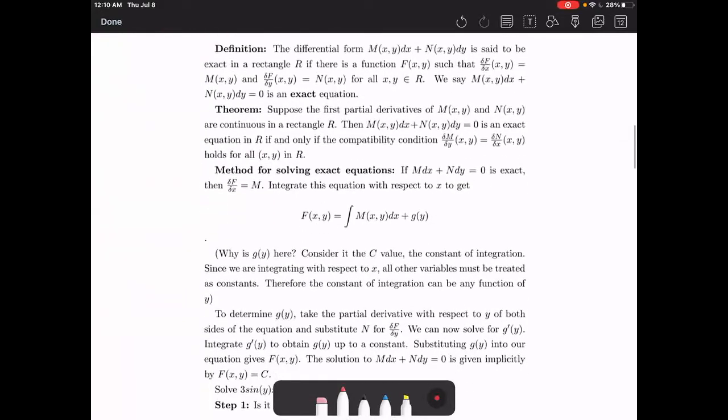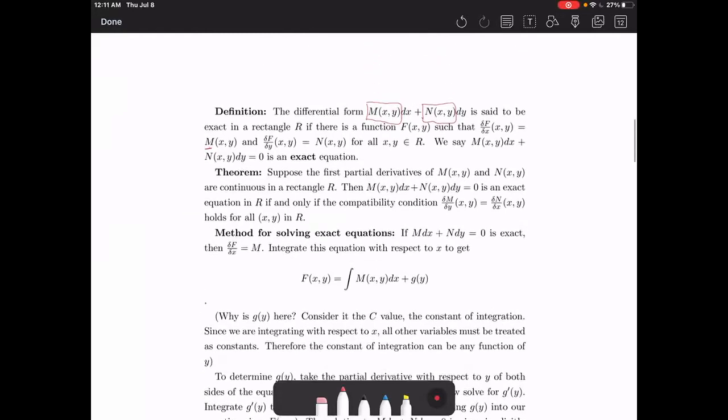So here's the definition that falls out of that. The differential form M of x, y, where M is some multivariable function, times dx, plus N of x, y, where N is another multivariable function, times dy, is said to be exact if there is a function f such that M represents the partial derivative of f with respect to x, and N represents the partial derivative of f with respect to y. You'll notice that that's exactly what we've done up here.